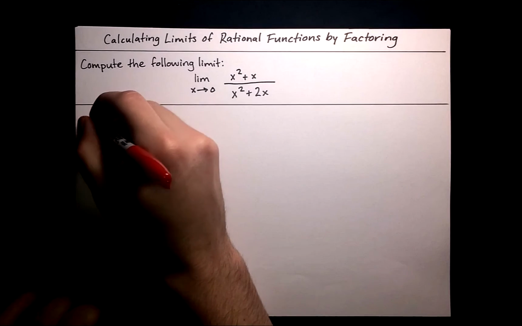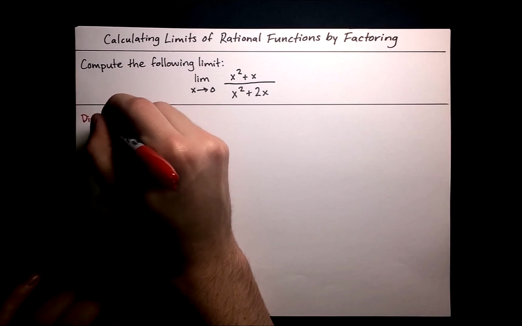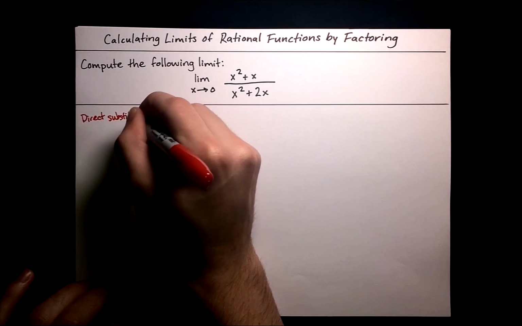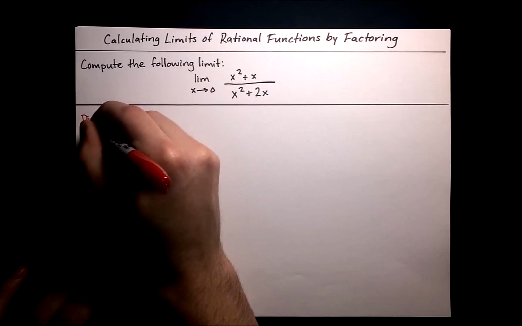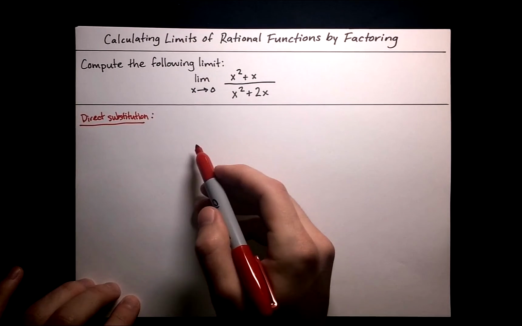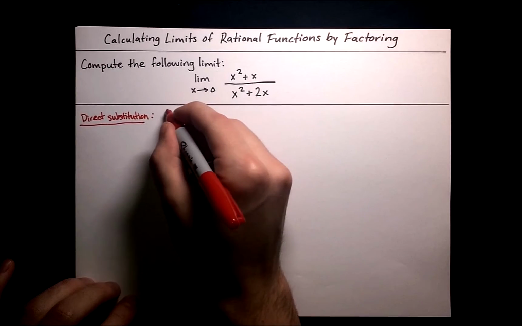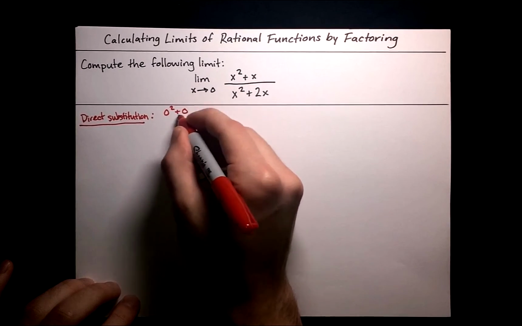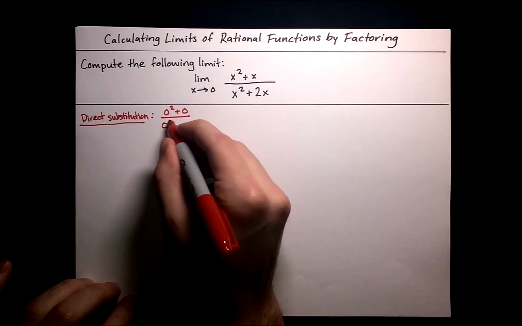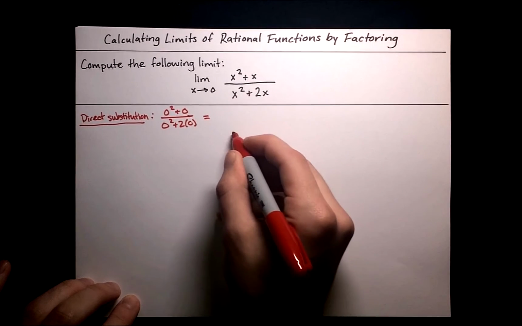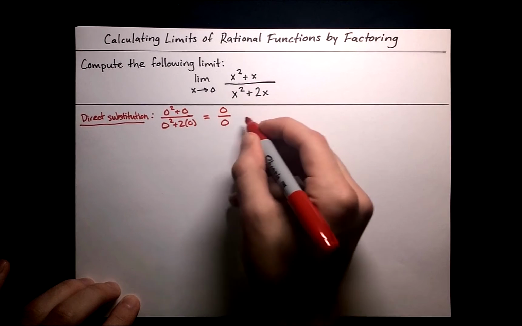So why don't we try it here? Let's try direct substitution. If we attempt direct substitution and we just sub in that value 0 for x, we get 0 squared plus 0 over 0 squared plus 2 times 0, which evaluates to just 0 over 0.